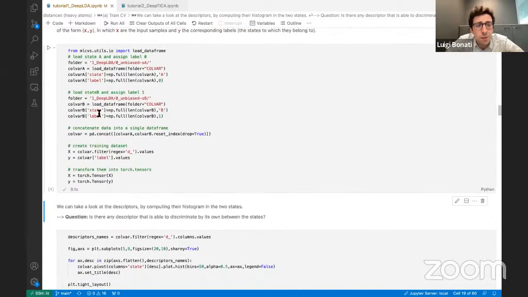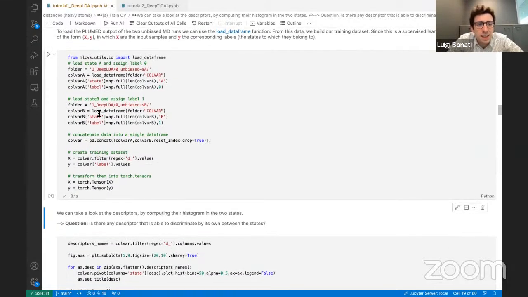So we perform some short unbiased simulation in the 2 states, and then we characterize each configuration with a set of descriptors. What did we use here? We could have used, let's say, dihedral angles, which of course are more suited to describe the conformational transitions of such a small biomolecule. However, to stress test this method, we started with a suboptimal set of descriptors, which are just plain interatomic distances between heavy atoms.